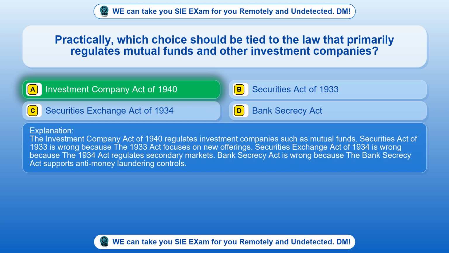The Investment Company Act of 1940 regulates investment companies such as mutual funds. Securities Act of 1933 is wrong because the 1933 Act focuses on new offerings. Securities Exchange Act of 1934 is wrong because the 1934 Act regulates secondary markets. Bank Secrecy Act is wrong because the Bank Secrecy Act supports anti-money laundering controls.